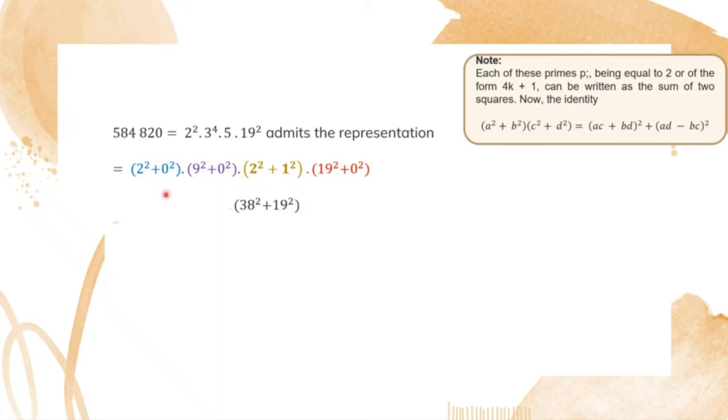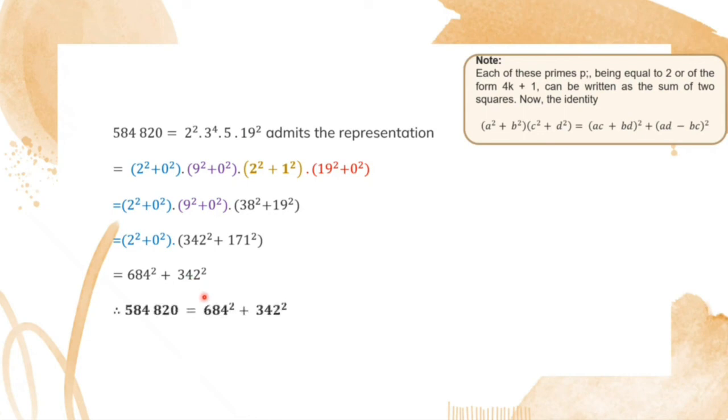Okay, we bring this down. Next, we solve the last two. We repeat the same step. Okay, so we will get 342 squared plus 171 squared, and we bring it down. Okay, last step, using the same formula, we will get 684 squared plus 342 squared. So the conclusion is 584,820 is equal to 684 squared plus 342 squared.